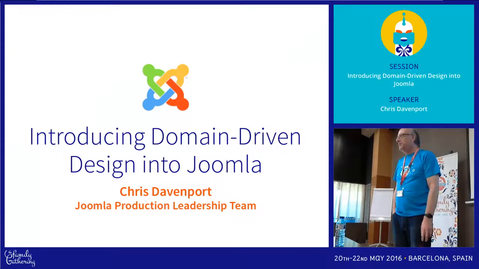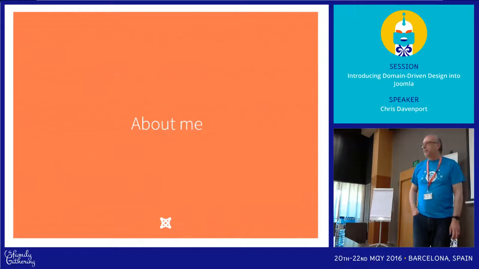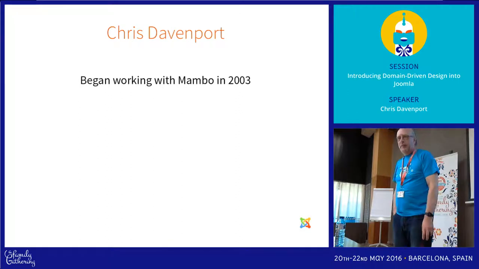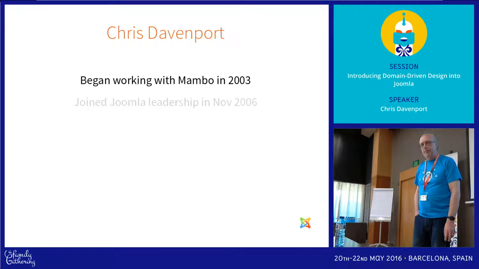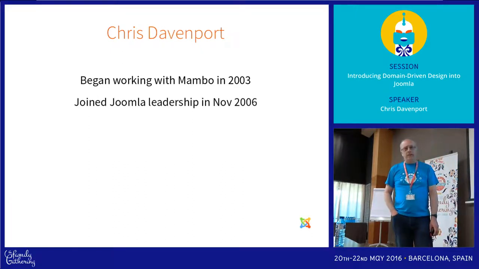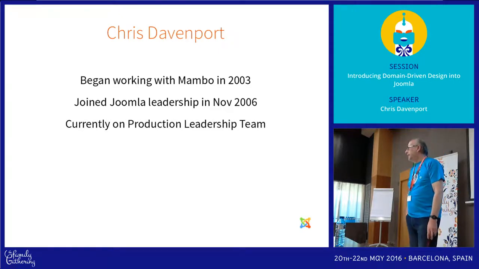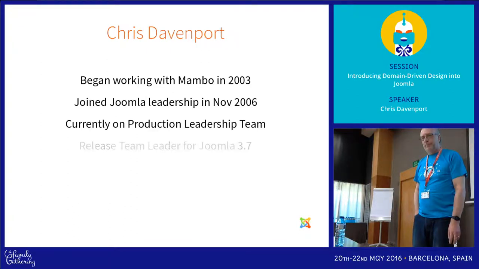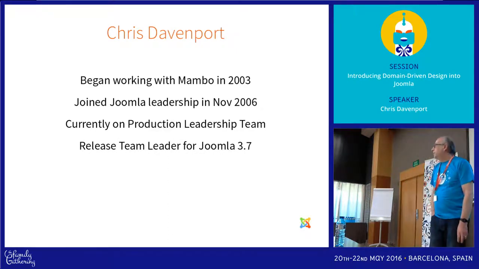Going to be talking about introducing domain-driven design into Joomla, but I should start by introducing myself. My name is Chris Davenport, and I started working with Mambo, Joomla's predecessor, back in 2003. And I was invited to join the core team, as it was at that time, back in 2006. I've been in leadership positions ever since, and I'm currently on the production leadership team at PLT. I'm currently release team leader for 3.6 and 3.7.